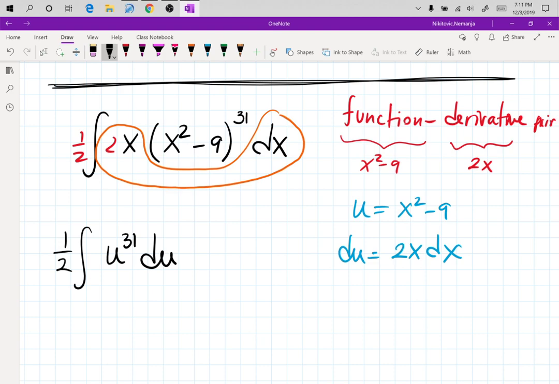I mean, if this is not the coolest thing you've ever seen so far in calculus, you have no emotion. Or did I say you're in the wrong field?